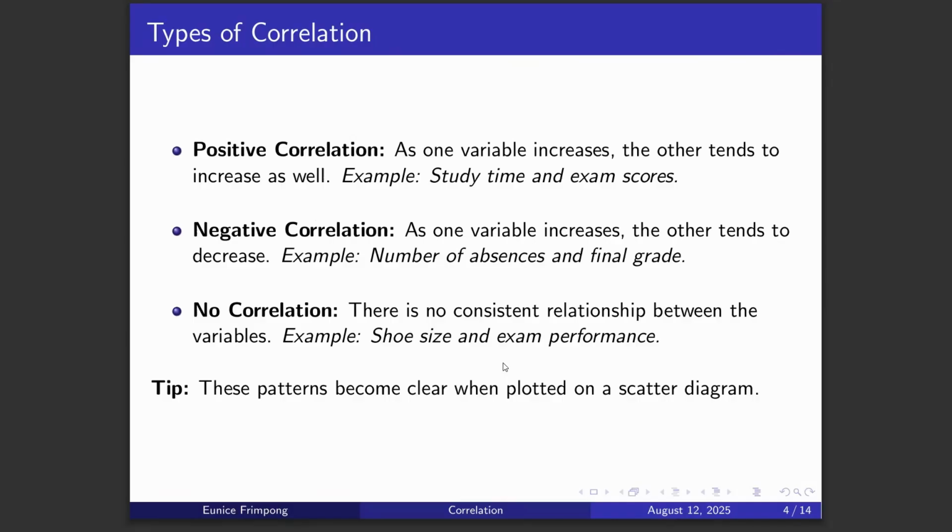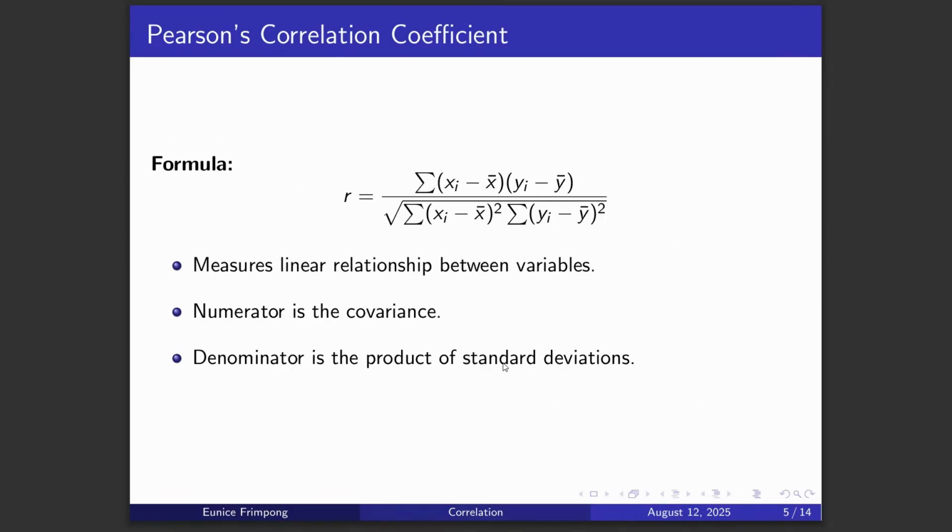So these patterns become clear usually when you plot on a scatter diagram. If you have some data of the two variables, you can plot them on a scatter diagram like we saw in the previous class and observe the pattern of the relationship. There's a formula we can use to calculate the correlation coefficient. So we have the formula giving us R equals the summation of xi minus x bar, which is the mean, times yi minus y bar, all over the root of summation of xi minus x bar squared times summation of yi minus y bar squared.